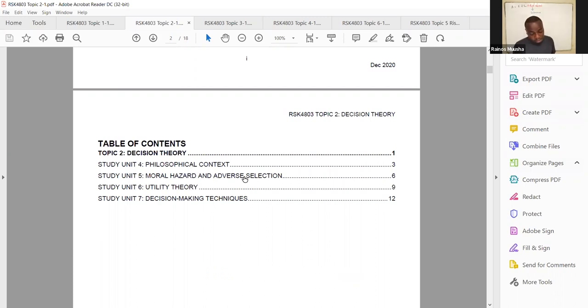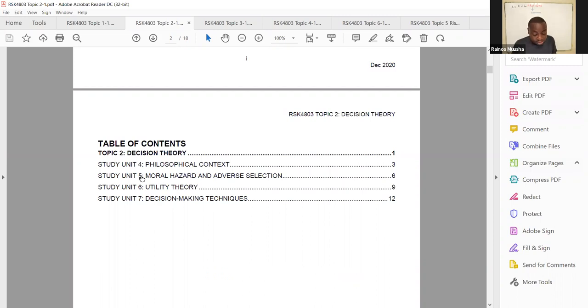Then after this, we're going to look at utility theory. When you look at utility, I would look at it as the satisfaction that you get from the use of an asset, or the avoidance of unhappiness, or anything that causes unhappiness, in the use of an asset as well.